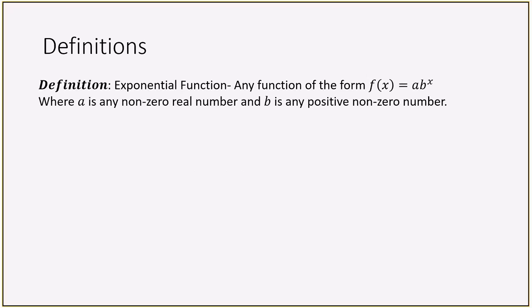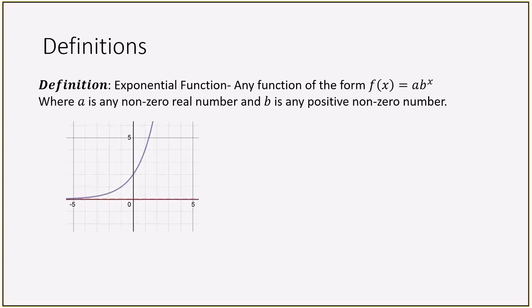And the reason b can't be negative is then we might run into issues of what happens if we're doing a square root or a fourth root. So to avoid that whole headache, we say b is going to be positive. And this is what the standard exponential graph looks like.